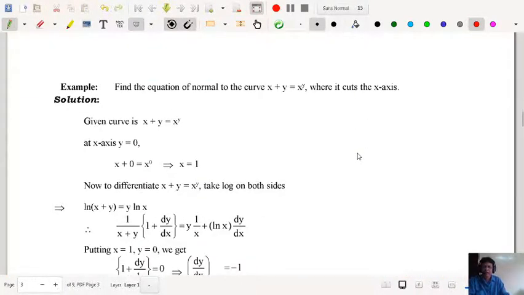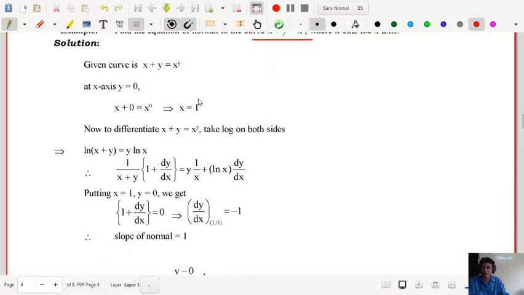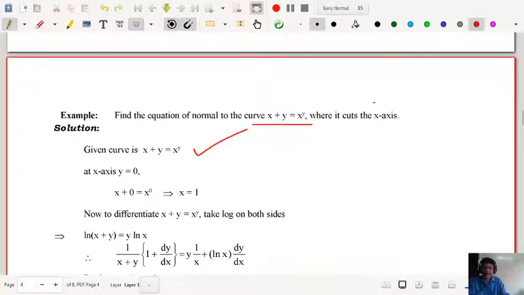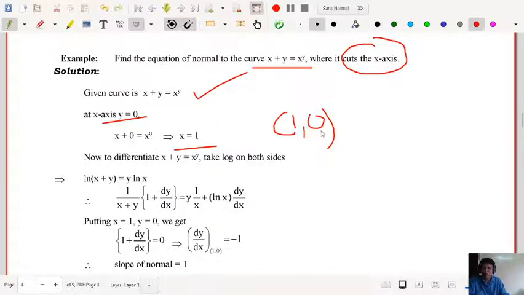Okay, let's now give one example of normal. Suppose this is the curve, x plus y equal to x to the power y. You look at that the right hand side is a variable to the power variable, so you have to take log on both sides in this type of curve if you want the differentiation. Where it cuts the x-axis, you have to find the normal to the curve. You know the equation of the x-axis is y equal to 0, right? So if you substitute y equal to 0, you will get x equal to 1. So you have the point, the point is (1, 0). So you have to find the normal to the curve at (1, 0).